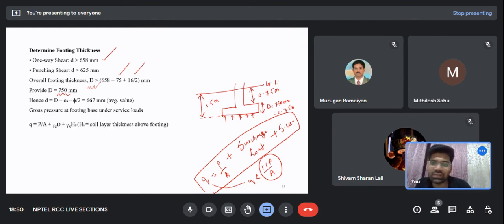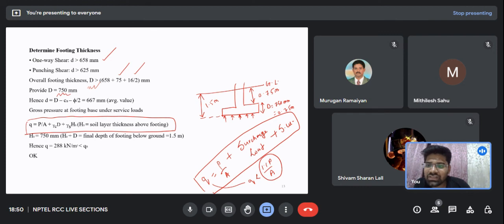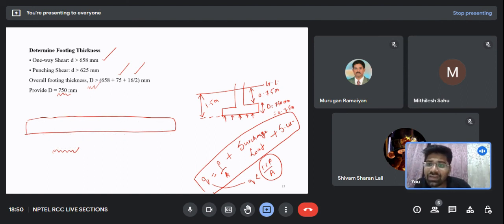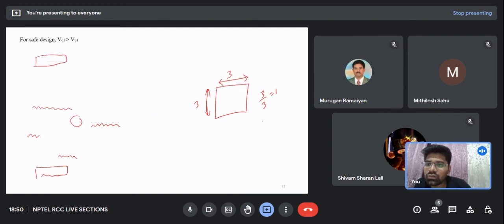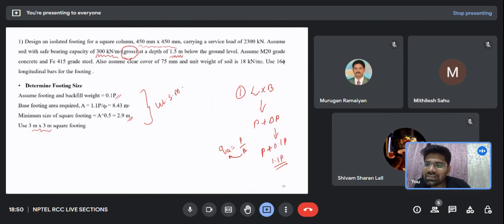I hope you are able to understand. So I'm finding the actual pressure and I will compare this actual pressure with what I have assumed. This actual pressure is coming out to be 288, but what Qa did I assume? Let's go to the previous slide and see.